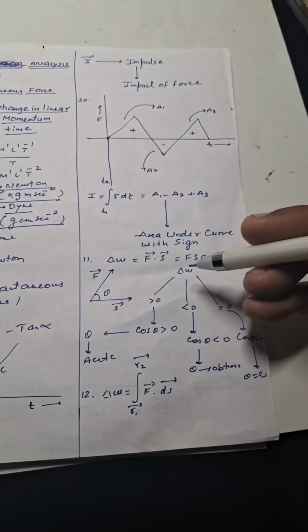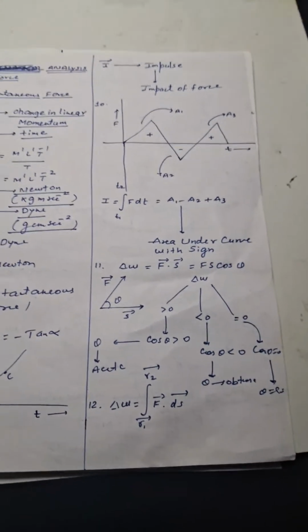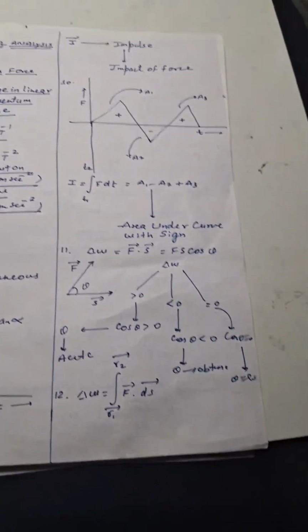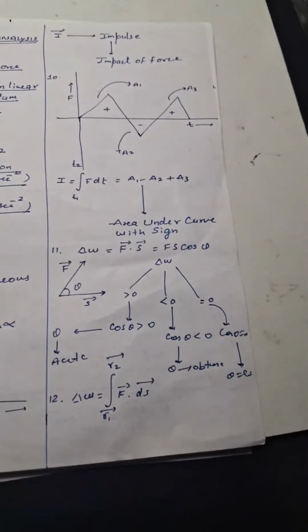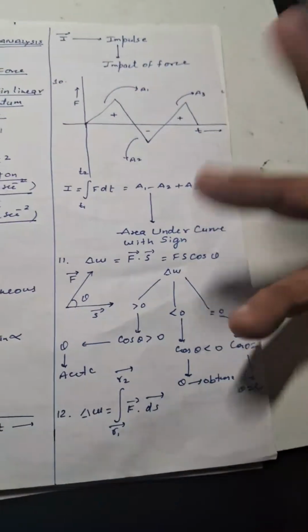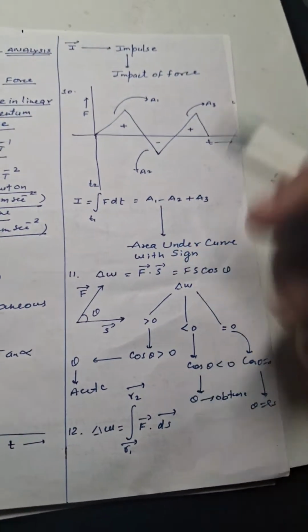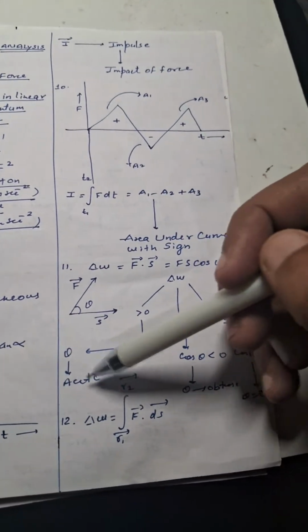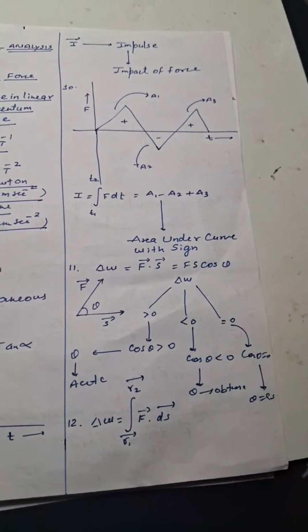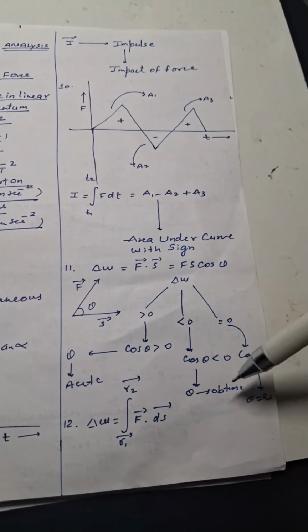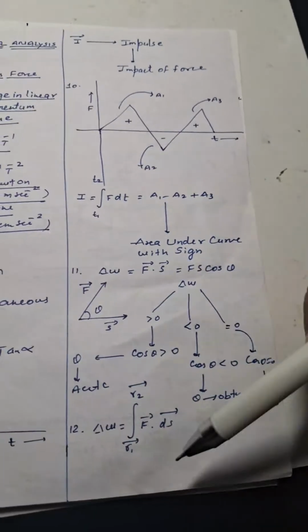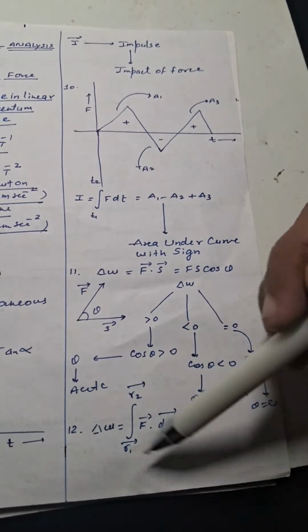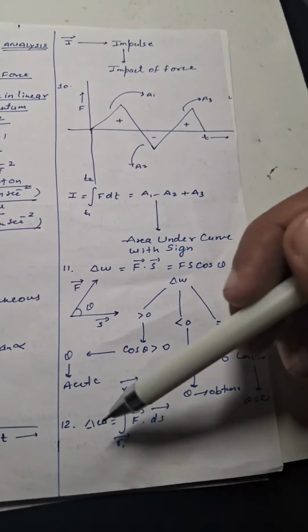So this question can be asked: under what condition is work done by a force positive, negative, 0, minima or maxima? These can be answered by analyzing the cos theta term. Work done is positive when theta is acute, work done is negative when theta is obtuse, and work done is 0 when theta is equal to 90. Another concept is that work done by a variable force is the integration of F dot dr from the limit R1 to R2.